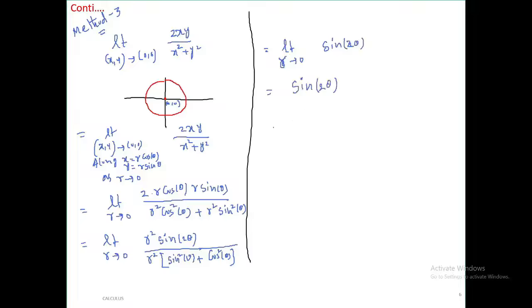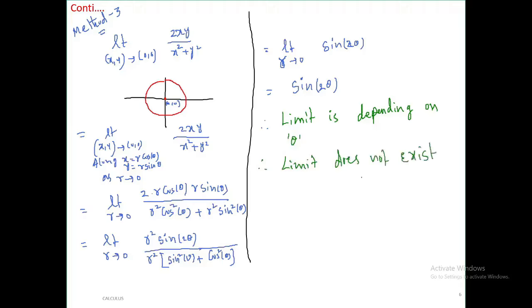Again, the limit is depending on theta, so the conclusion is the limit is depending on theta. So therefore the limit does not exist. That means if we change the theta value, the limit also will change. Okay, it does not exist. That's it. So with any of the methods you take, we are getting that the limit does not exist. So these are the techniques. Any of the techniques you can apply as you wish.